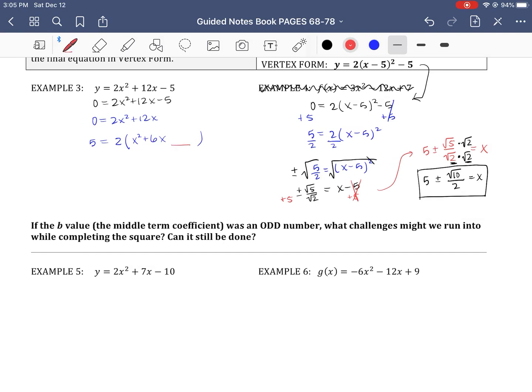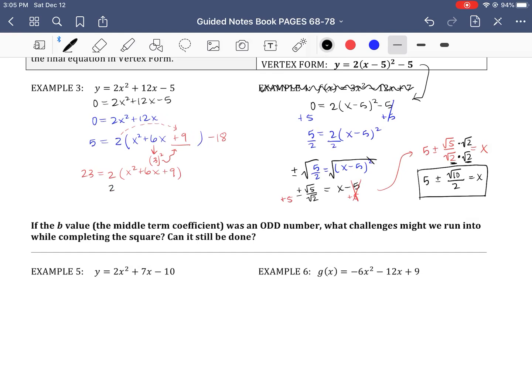Now, again, if I want to find this perfect number, I take half of 6, which is 3. I square that, and then I end up with 9 there. But remember, when you add that 9 in, you really added 2 times 9, which is 18. So to keep this equation balanced, I'm going to subtract 18 out here. Or in other words, we could just keep this balanced by adding 18 to the other side. So let's do that. We get 23 is equal to 2 times x squared plus 6x plus 9.